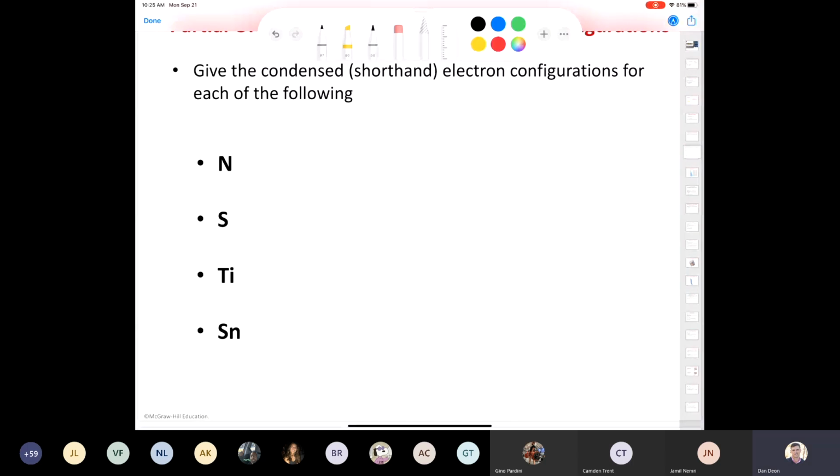Okay, so let's go back to nitrogen. Now, we did nitrogen earlier, and we said that nitrogen had an electron configuration of 1s2, 2s2, 2p3. So what's the noble gas that precedes nitrogen? What noble gas comes before nitrogen? Not a trick question. It's helium. Exactly. And so now we're going to do the condensed, or shorthand, which would be helium 2s2, 2p3.